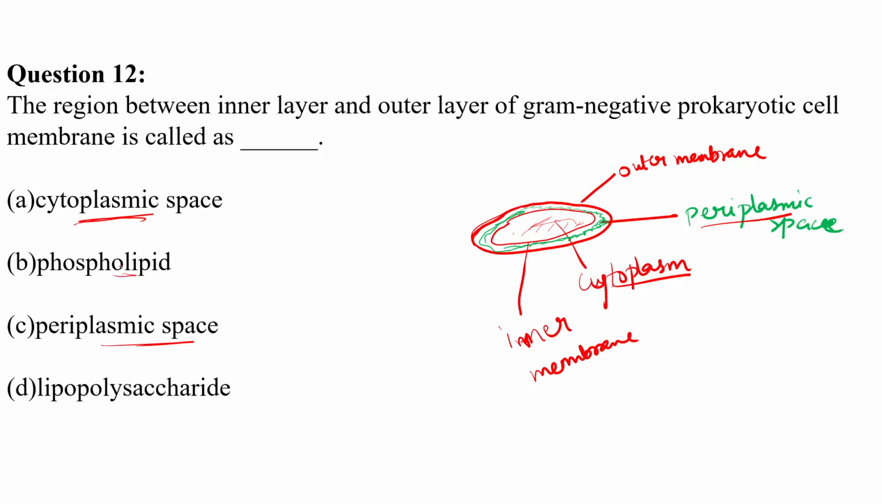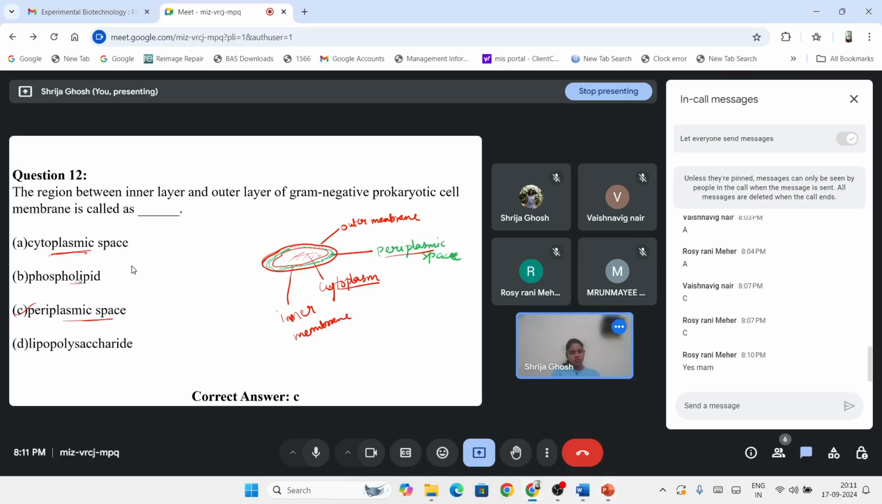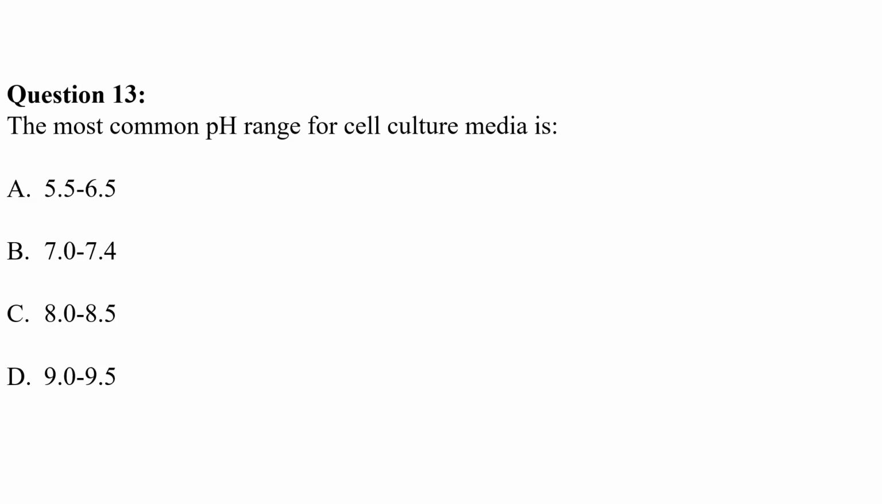Phospholipids are just the units that compose the membrane bilayer, and this is present mainly in the eukaryotic cells. So option C, periplasmic space, is the correct answer here. Okay. Moving on to the next question now.